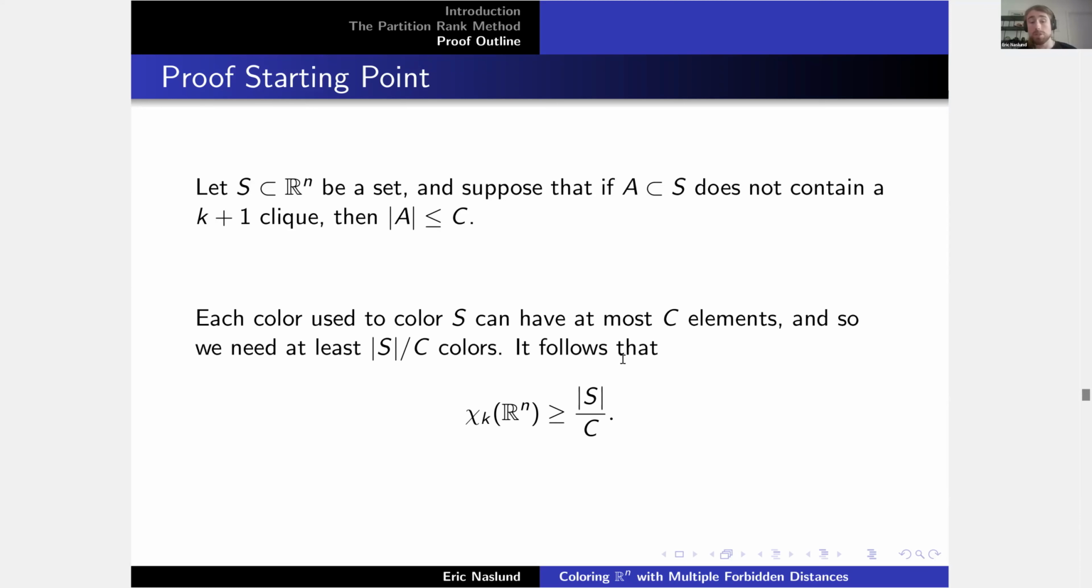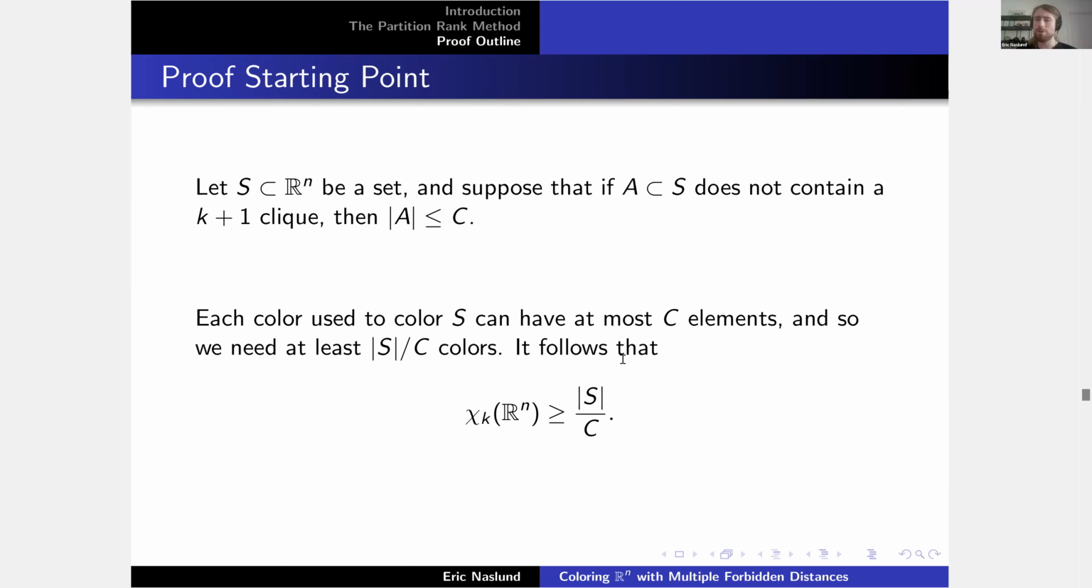If each color used to color S can have at most C different elements, because S is a subset of Rn, to color Rn we also have to color S. And each color used can't have more than C elements, because if I have more than C elements in S, then I have a k+1 clique, so I've broken what I wanted. So it follows that the chromatic number of Rn will have to be at least the size of S divided by this constant C.